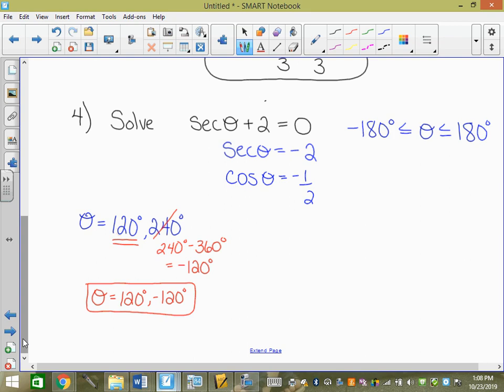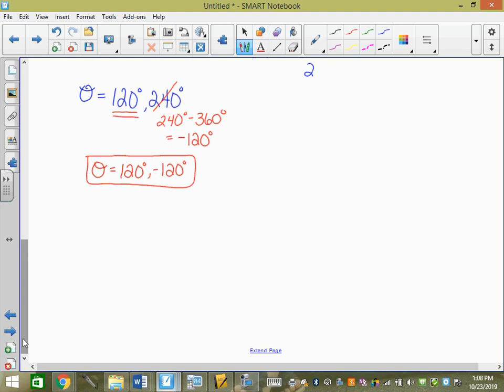Yes. You could go plus or minus 120 degrees. It makes things faster. Okay, 5.